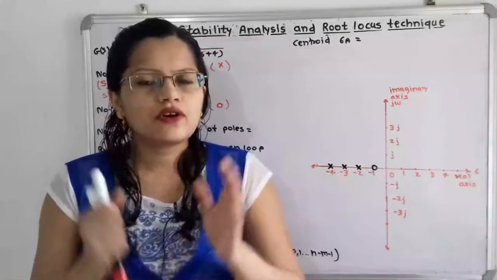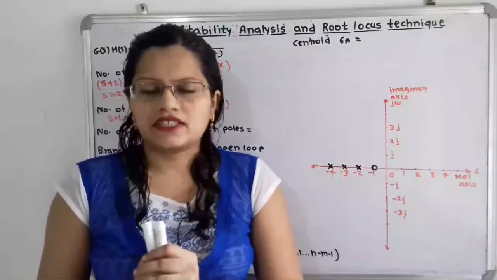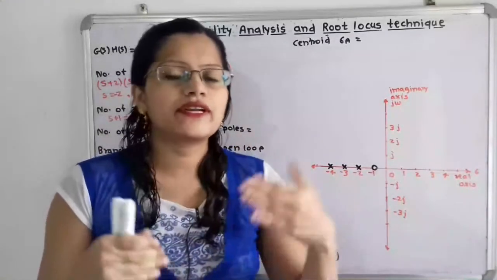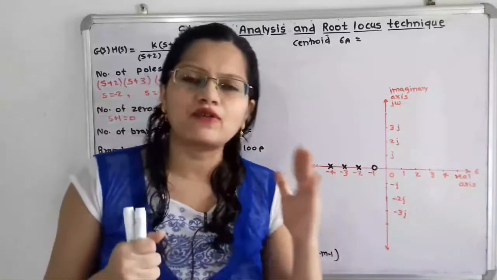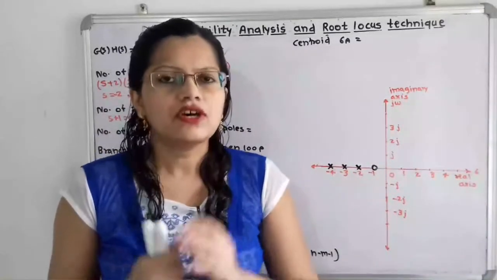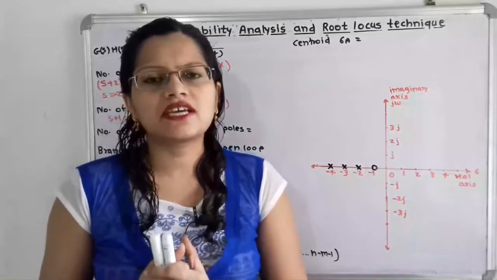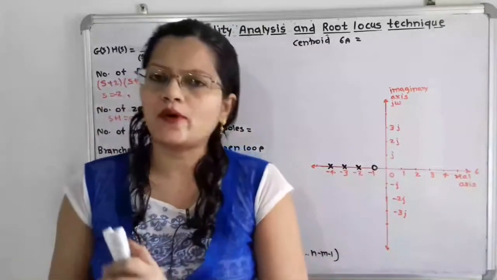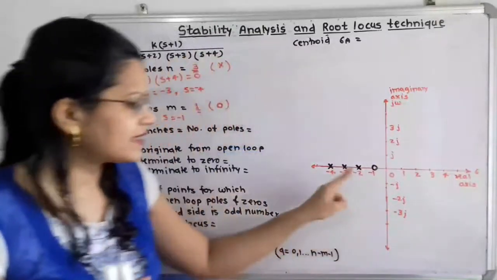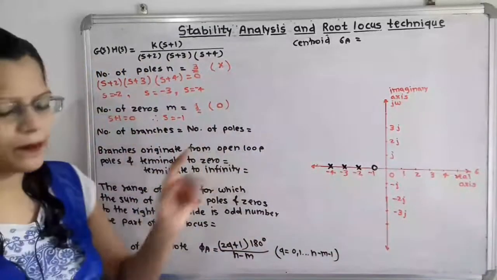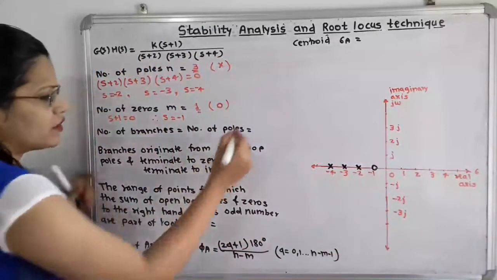Now we move on to the number of branches. Whenever we are going to sketch the root locus, we have to find the number of branches. The number of branches is equal to the number of poles n. So the number of poles n is equal to 3, and that's why the number of branches is also equal to 3.